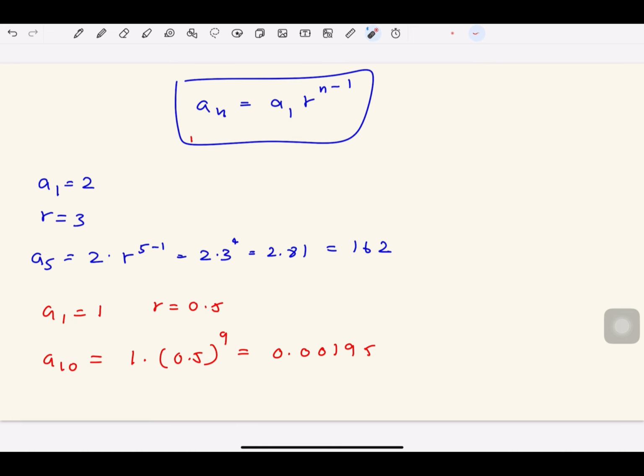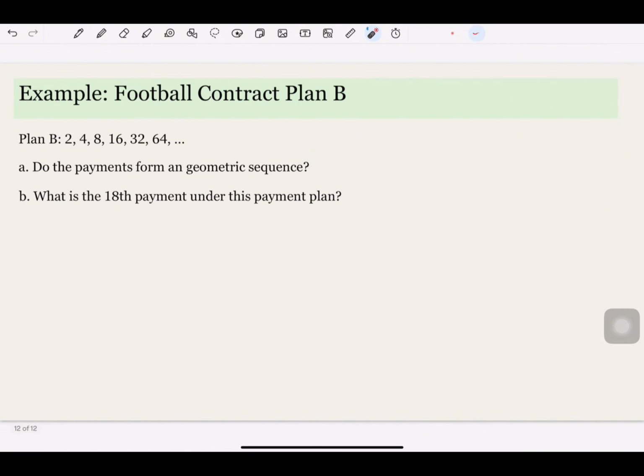Okay, the quick summary. You can use this formula to find terms in a geometric sequence. It works whether the sequence is increasing, decreasing or alternating. This is much faster than building the sequence term by term. So let's try an example.